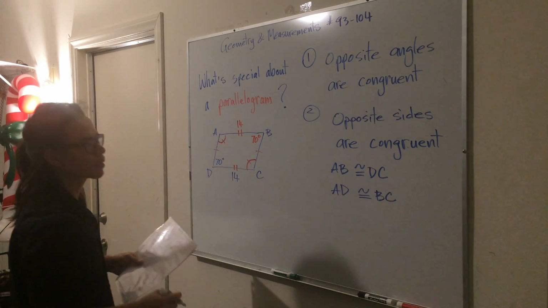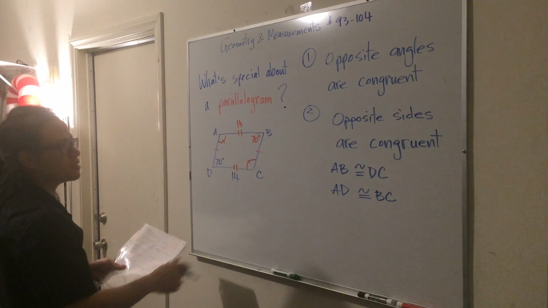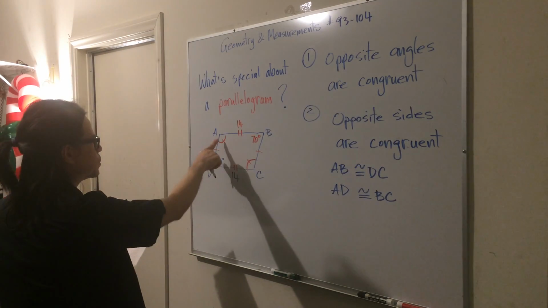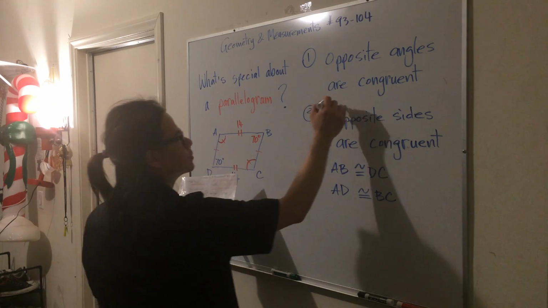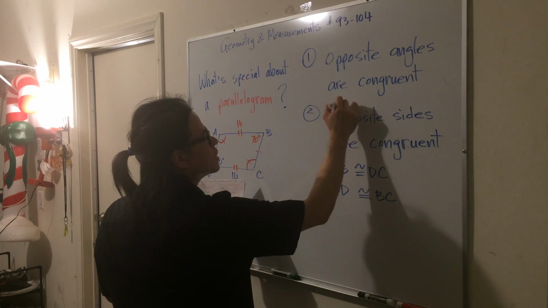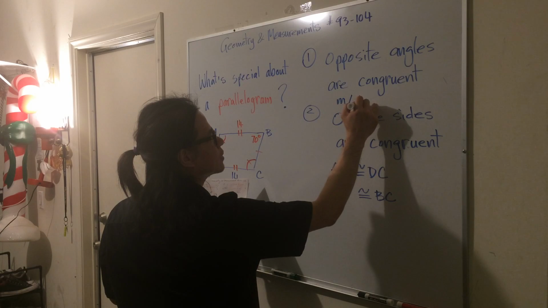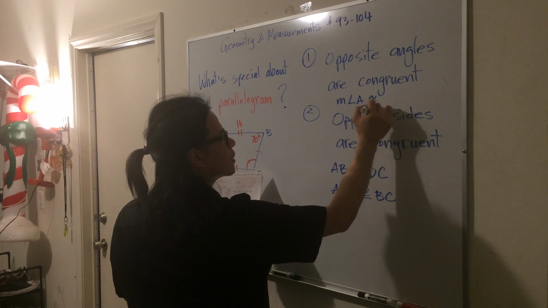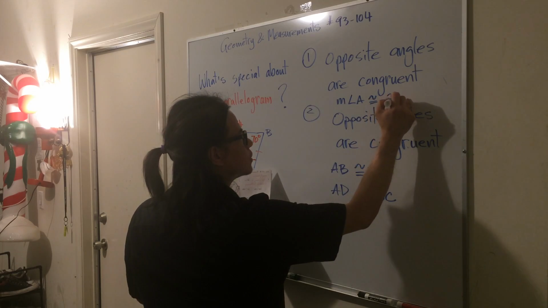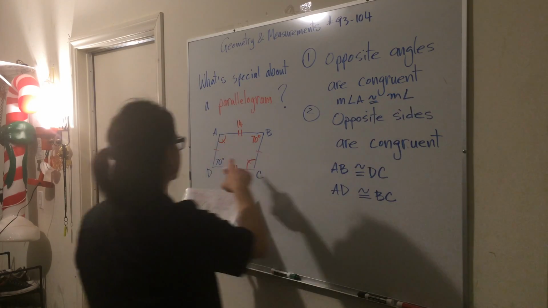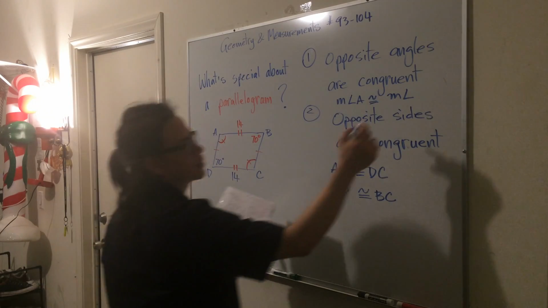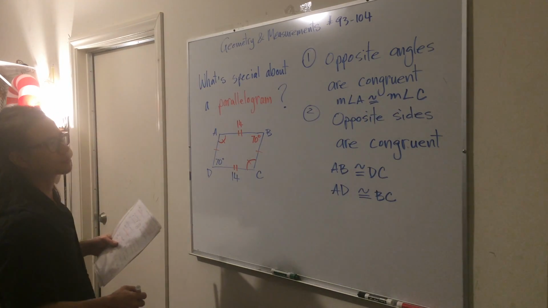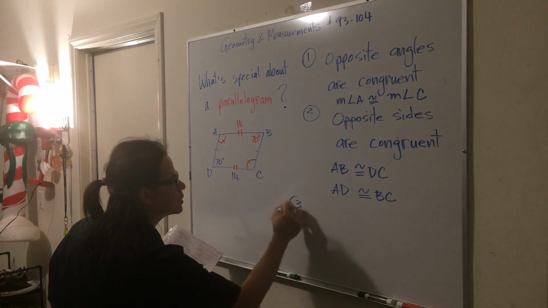Here. Okay. Let's take a step back and then let's indicate that opposite angles are congruent. So we can say the measure of angle A is congruent to the measure of angle C. Like this.